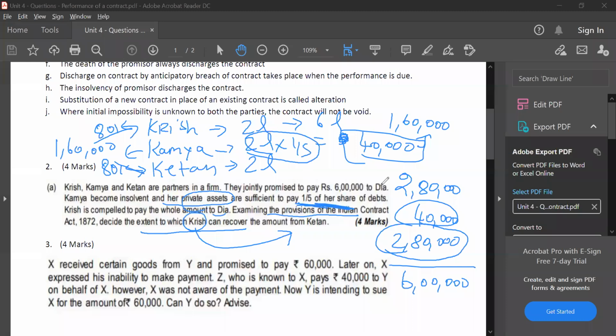Conclusion, guys. Krish will pay 2,80,000. Kamya will pay only 40,000 and Ketan will pay 2,80,000. Totally 6 lakhs.